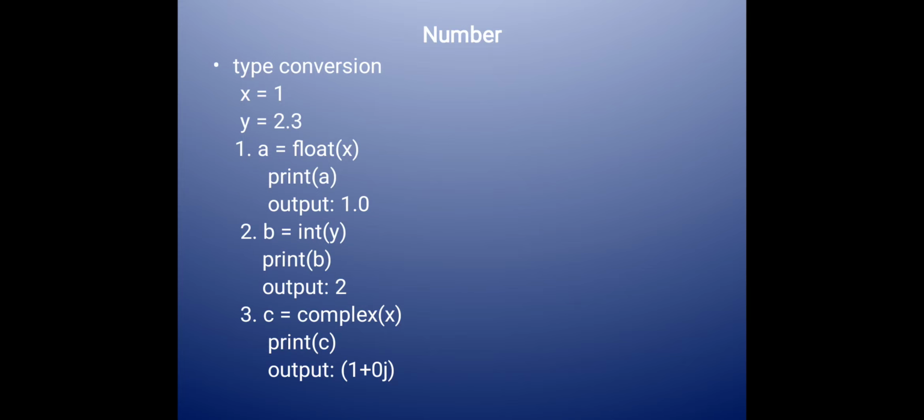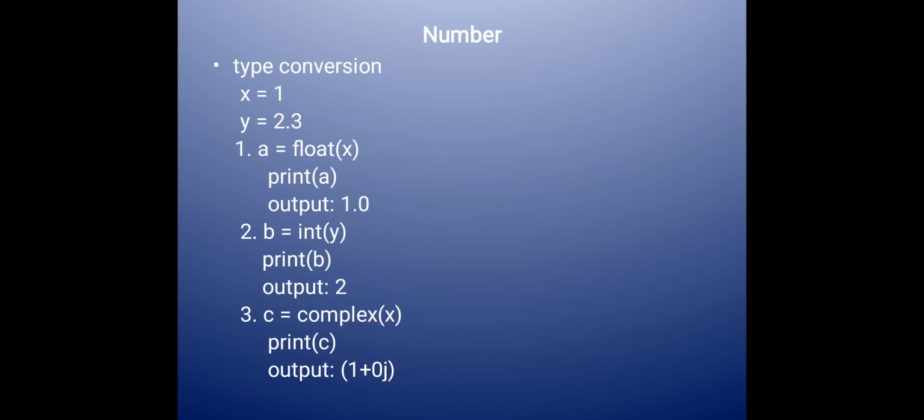So in the first example, a is equal to float of x. That means x is actually an int value, int type value. So in this step, I am converting this int type value to a float type and assigning that value to a variable called a. Then while printing a, I will get the output as 1.0. That is 1 is converted to 1.0.